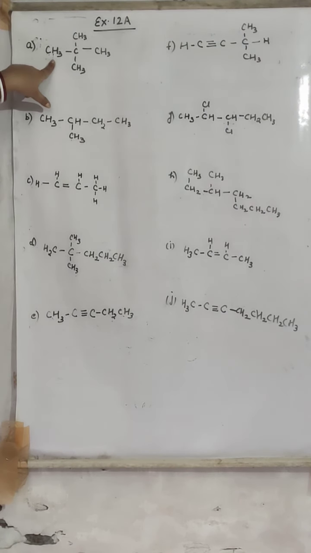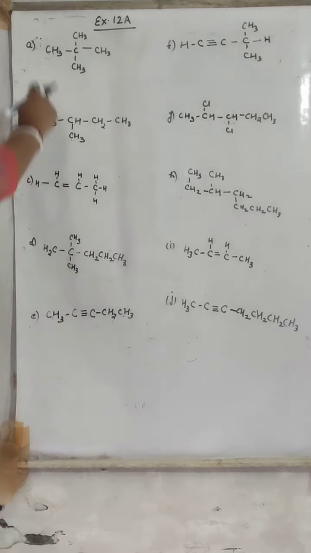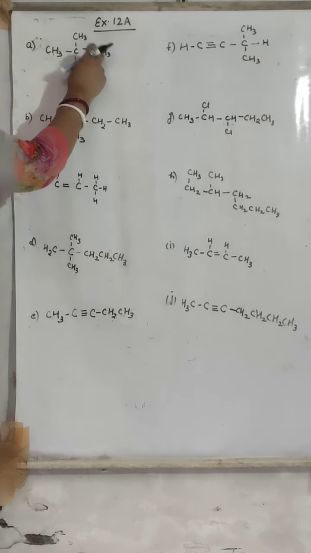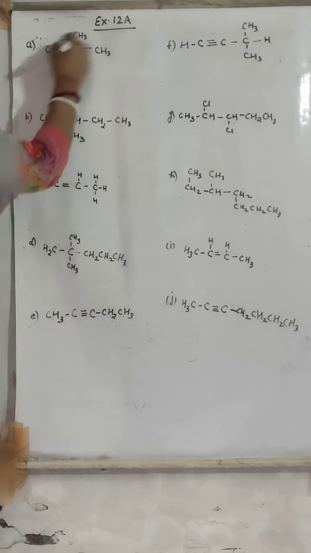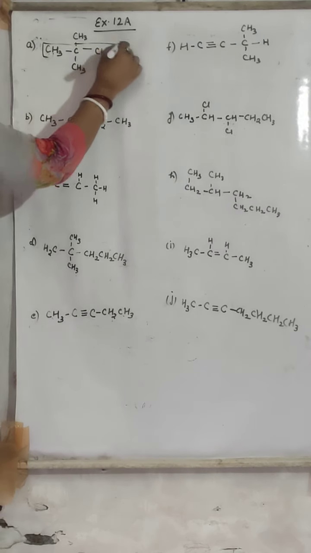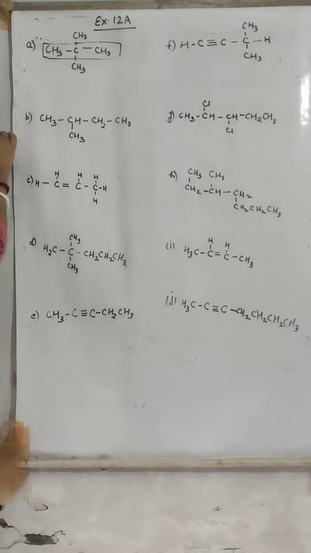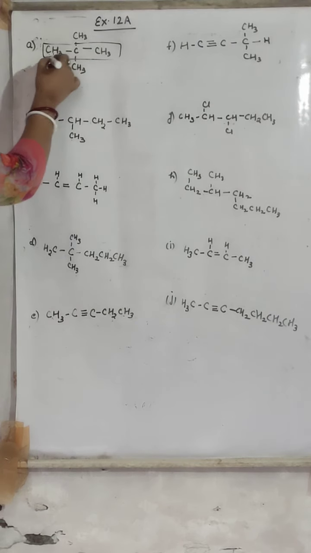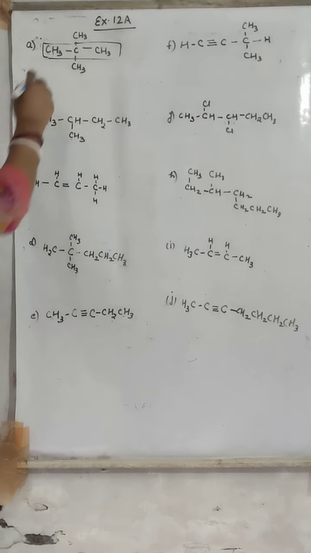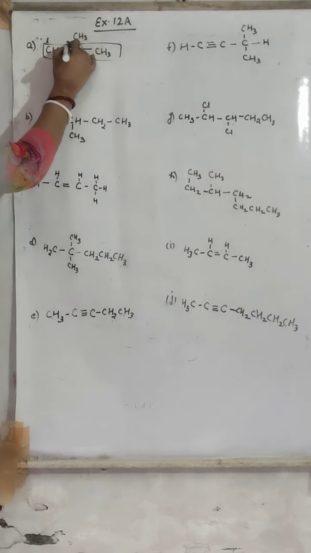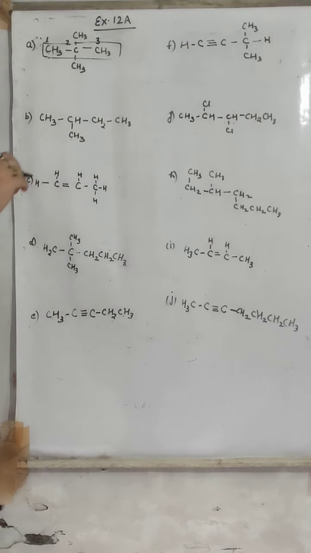So we will select the longest possible chain. The longest possible chain will be 1, 2, 3, right? These will be out from the numbering, so these will be alkyl. So we will select the chain. We will start numbering from where the alkyl will get the smallest possible number. Either we'll start numbering from here or here. Alkyl will get the position 2. So it will be 1, 2 and 3. Alkyl is there, so in our prefix we will name the alkyl.